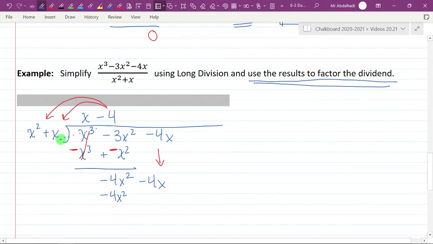And negative 4 times x is negative 4x. Now you're going to subtract, which means flip the sign and add. Well, that makes both of these go away. You have a remainder of 0.